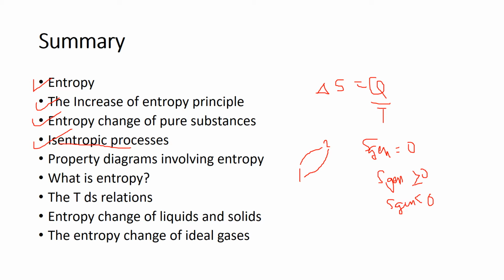Then you have gone through the property diagrams, the TS diagram and the HS diagram, which is also known as the Mollier diagram. Then you learned the two TdS relations: the first TdS relation for a closed system, the second TdS relation for an open system. Then you went through entropy change of liquids and solids, which are also known as incompressible substances, and you have gone through entropy change of ideal gas.